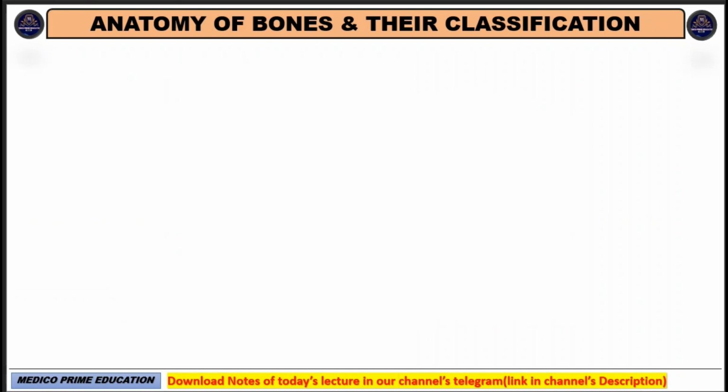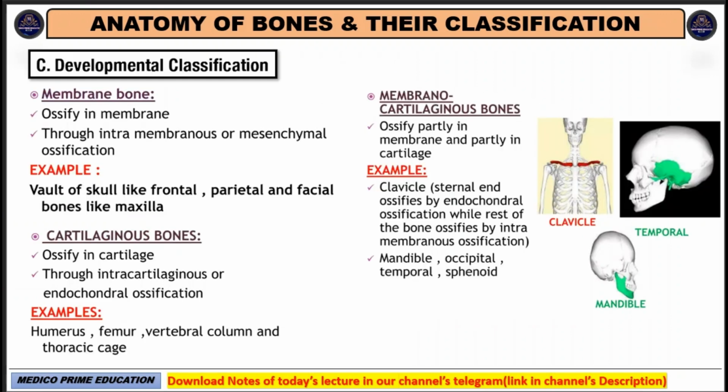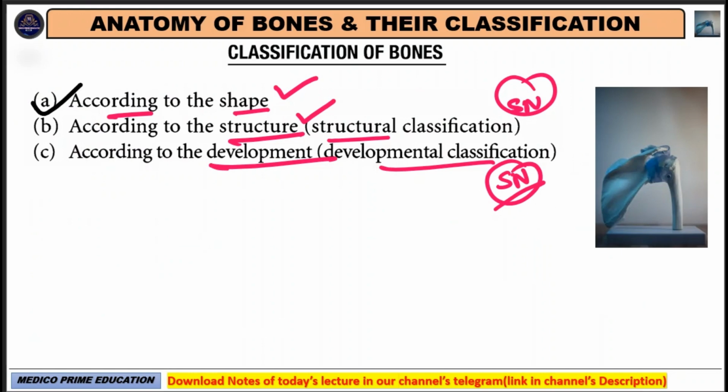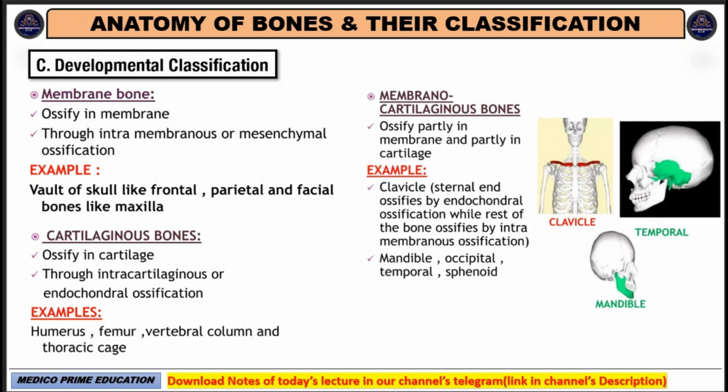Okay, so what have we discussed till now? We have discussed the classification according to shape. We have discussed the classification according to structure. So now development is remaining. Now we are going to discuss the classification based on development. So what is developmental classification? What do we have to know about it?